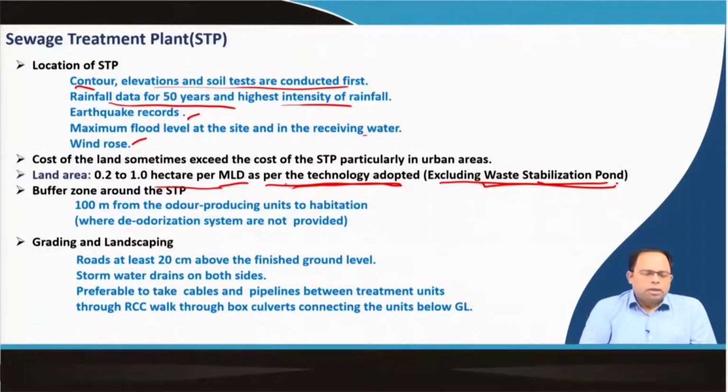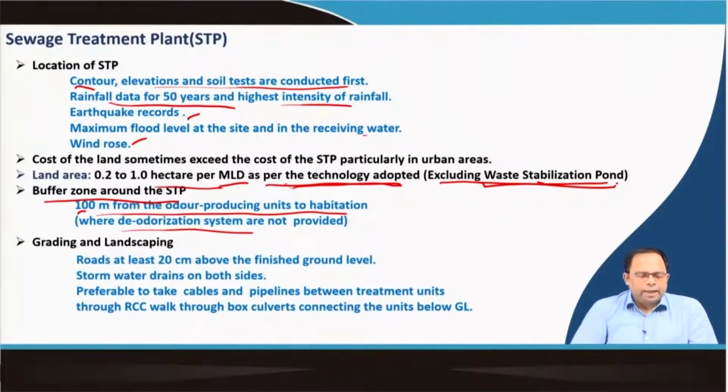In addition to all this, we should have reserve area for the sewage treatment plant to grow in future, and also we need to have buffer zones around the sewage treatment plant. So, around 100 meters from the odor producing units to habitation, if deodorization systems are not provided. If deodorization systems are provided, then we can reduce this particular distance. Otherwise, we should maintain at least this 100 meters of distance between residential areas as well as the sewage treatment plant.